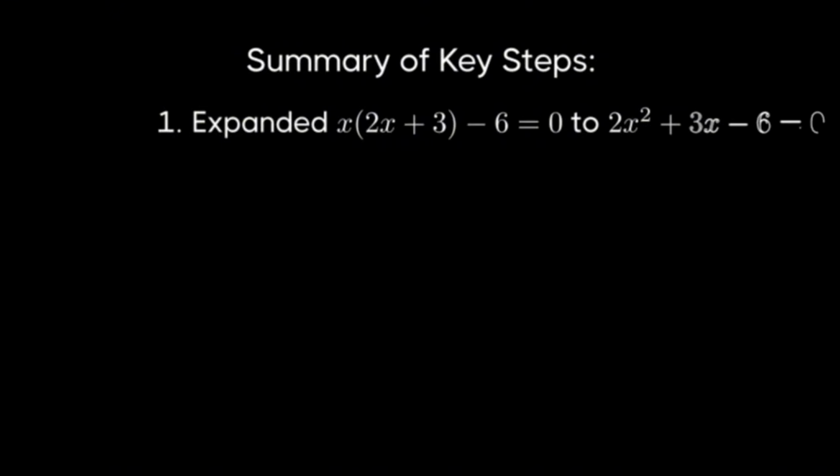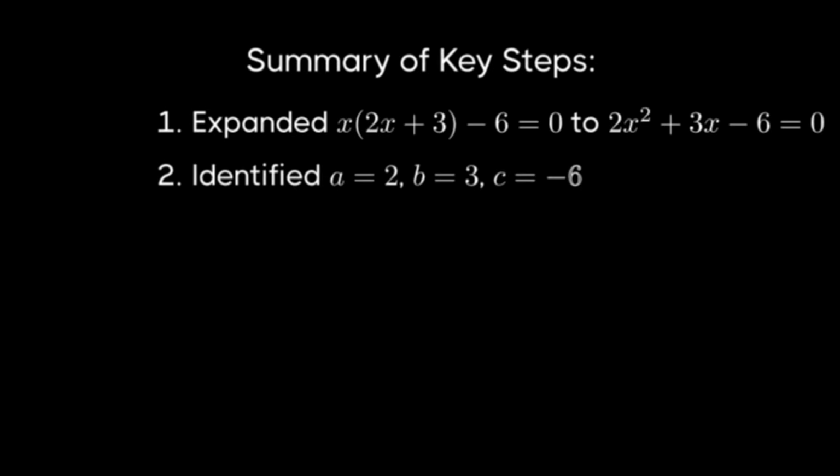Let's review the key steps we took to solve this quadratic equation from the beginning. First, we expanded the original expression by distributing x to get a standard form quadratic equation. This transformed x times quantity 2x plus 3 minus 6 equals 0 into 2x squared plus 3x minus 6 equals 0. Next, we identified the coefficients in our standard form equation. We found that a equals 2, which is the coefficient of x squared, b equals 3, which is the coefficient of x, and c equals negative 6, which is the constant term.